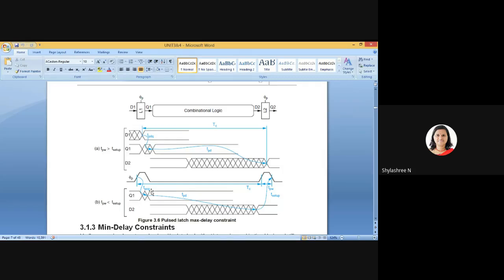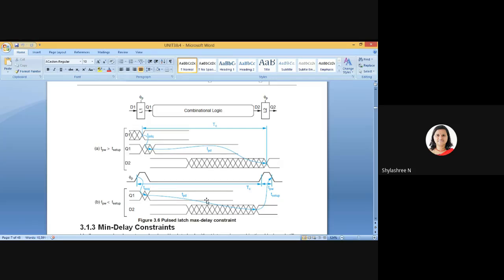Suppose your pulse is narrow, so what happens? D to Q propagation delay, TPD will be there, but one more delay will come into the picture, that is T setup. And we are going to include TPW in the equation also, because depending upon your pulse width, we calculate how narrow it is. So what are all the delays? TPW, T setup, TPD, and TPDQ, that is D to Q propagation delay.